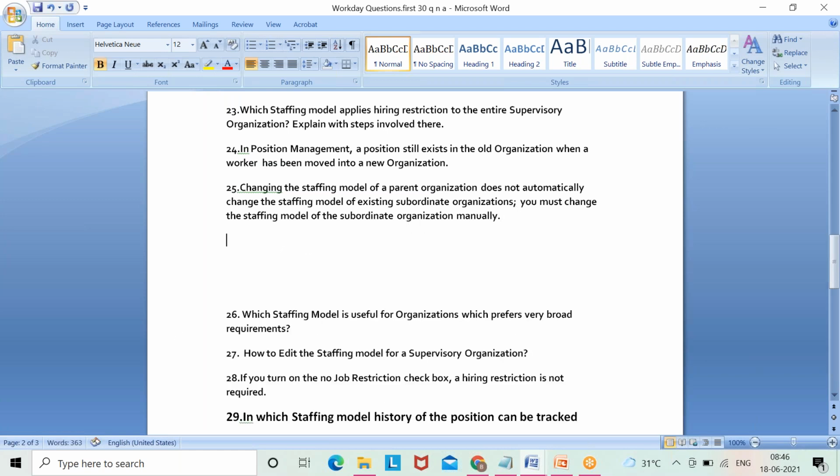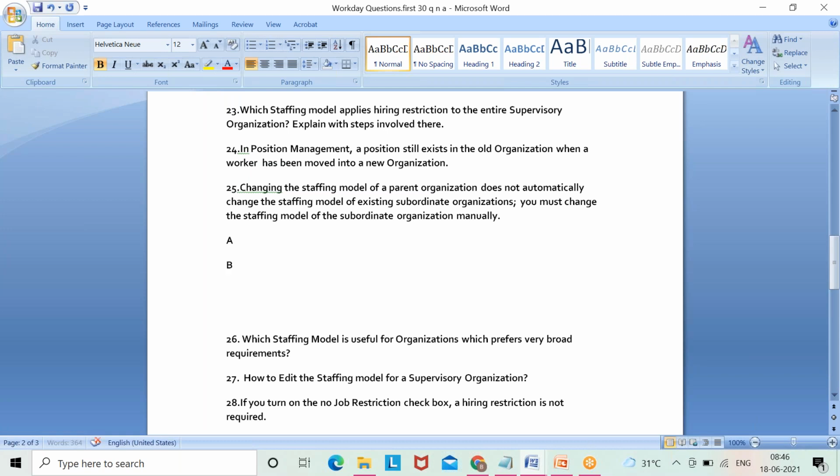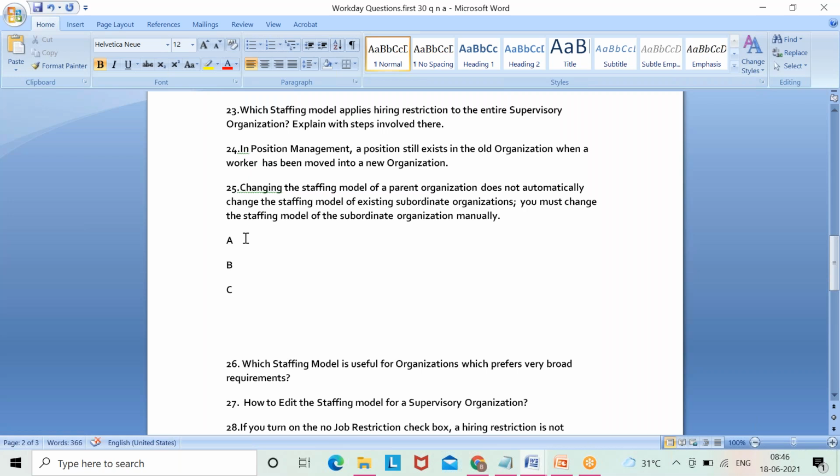So I have supervisor organization A here, supervisor organization B here, and C here. For the top supervisor organization, initially I selected position management. The same has been inherited by all the subordinates. But later I changed the staffing model to job management. Now for organization C, will this job management be inherited by the subordinate organization? No, it won't. Remember, changes are not going to be inherited. Only the first time you give the details will they be inherited. Changes are not going to be inherited.